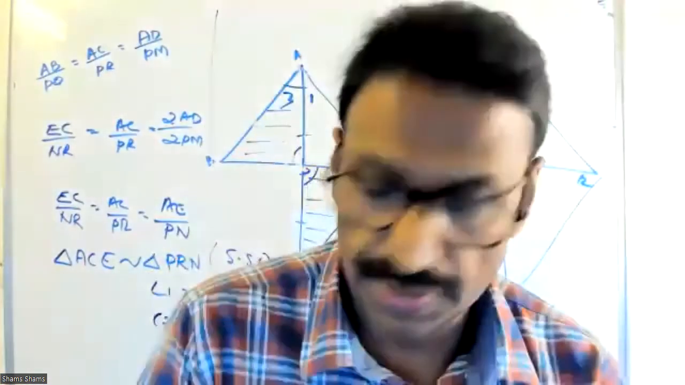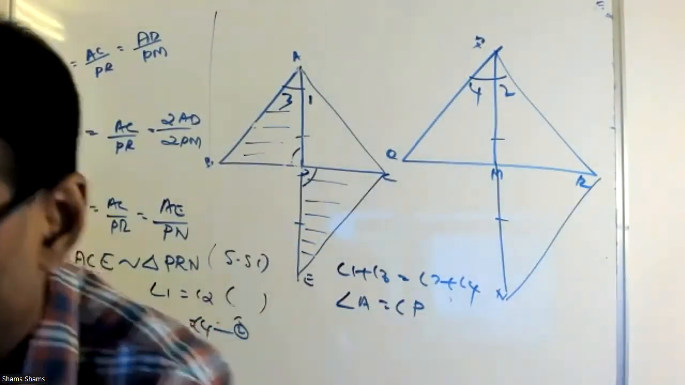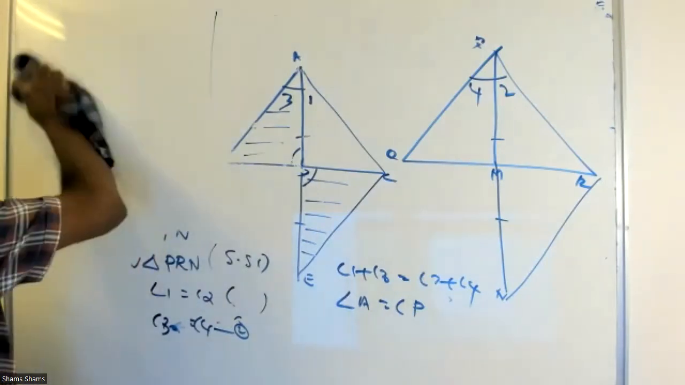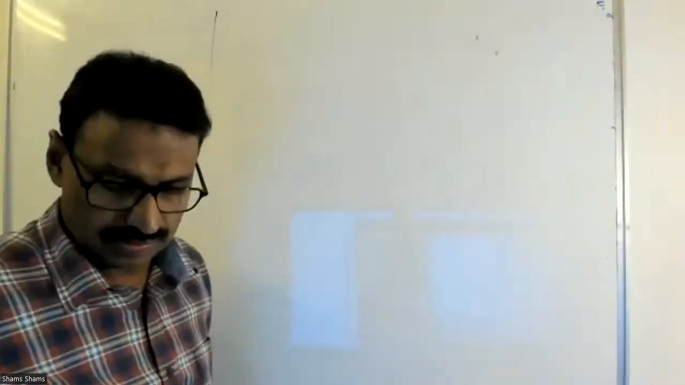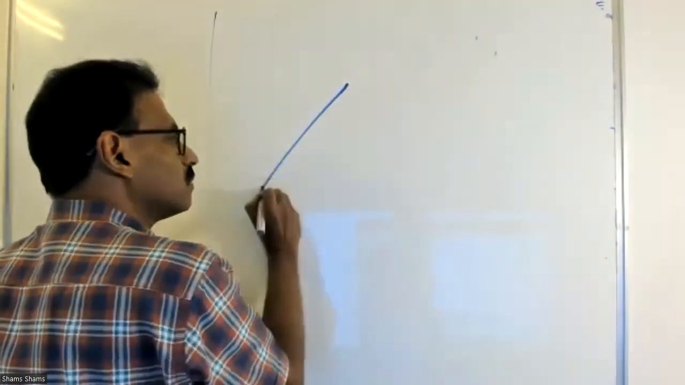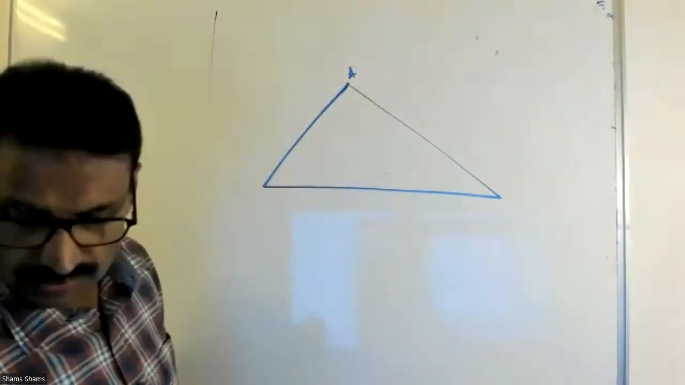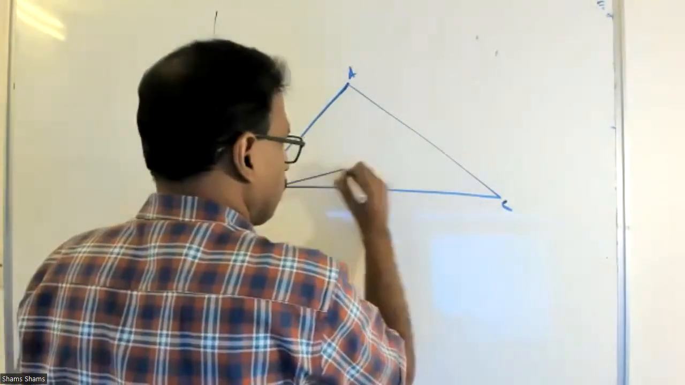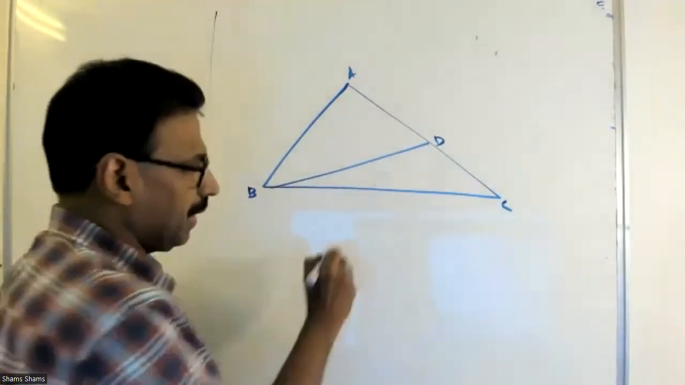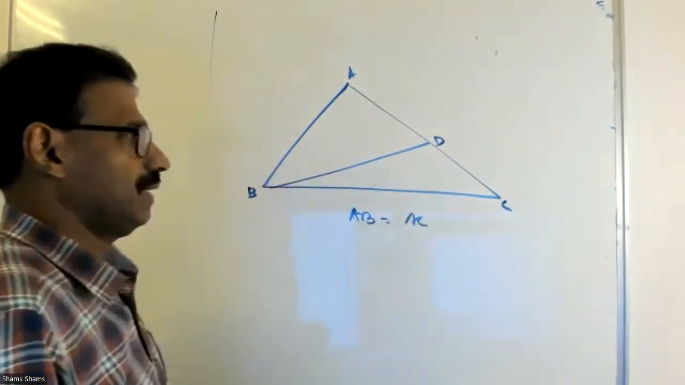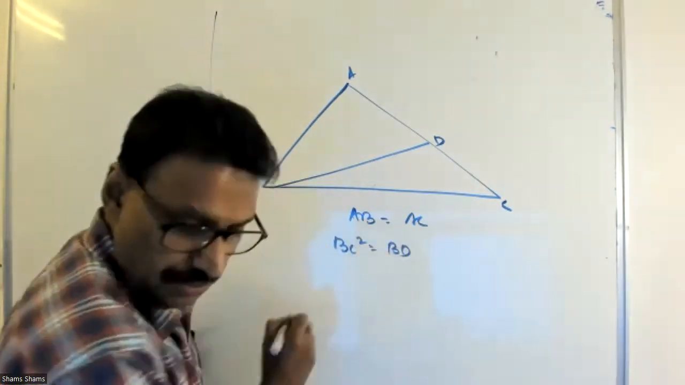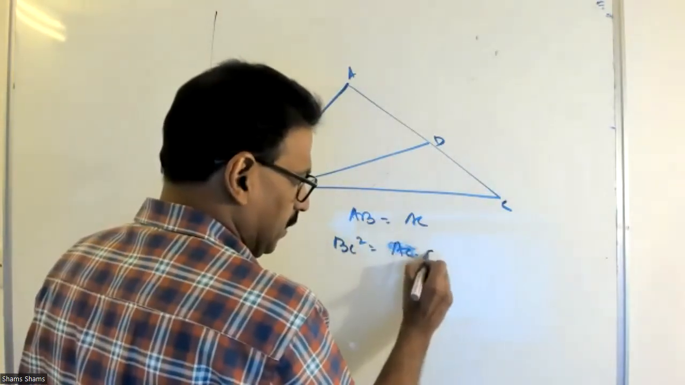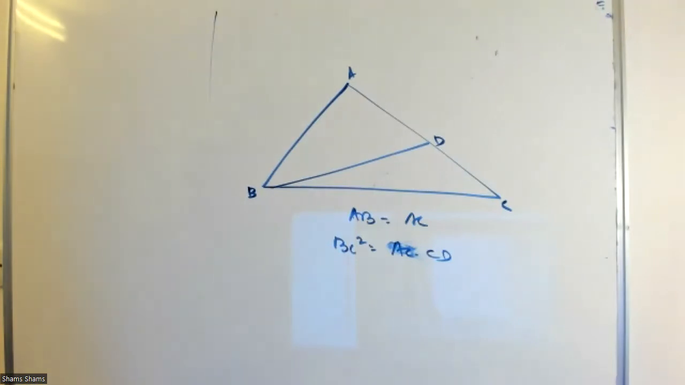Okay, I'll give a figure, then you can try. This is also a star question, so put a star mark. Given AB equal to AC, and BC square equal to AC into CD. Show that BD equal to BC. Okay, you try now.